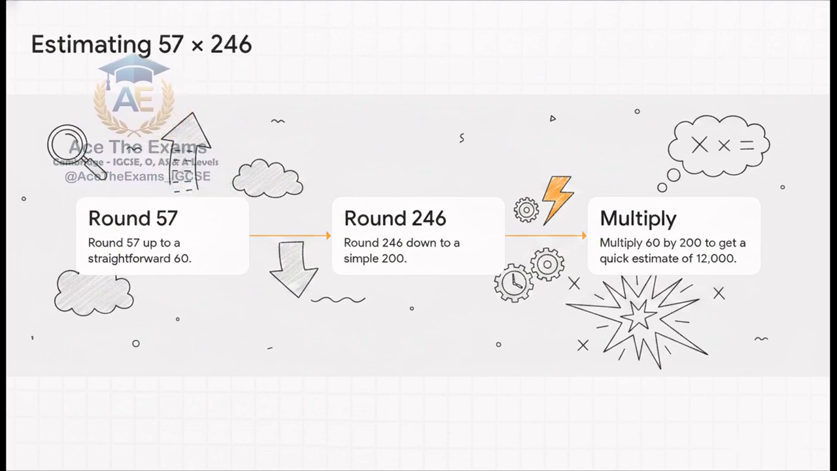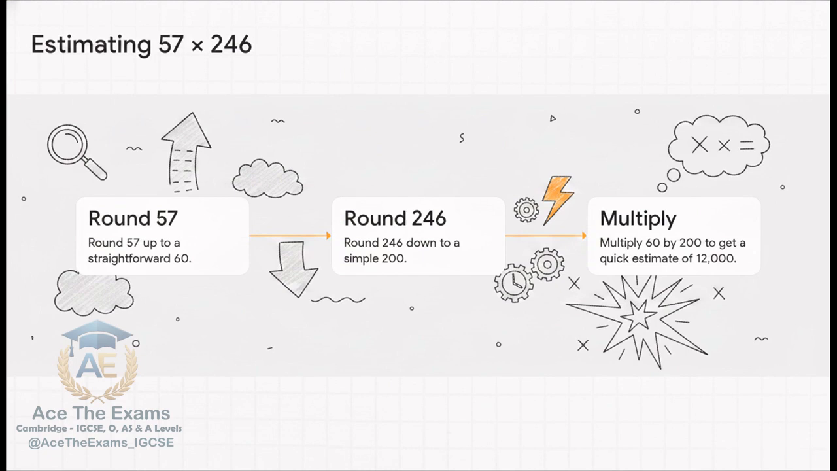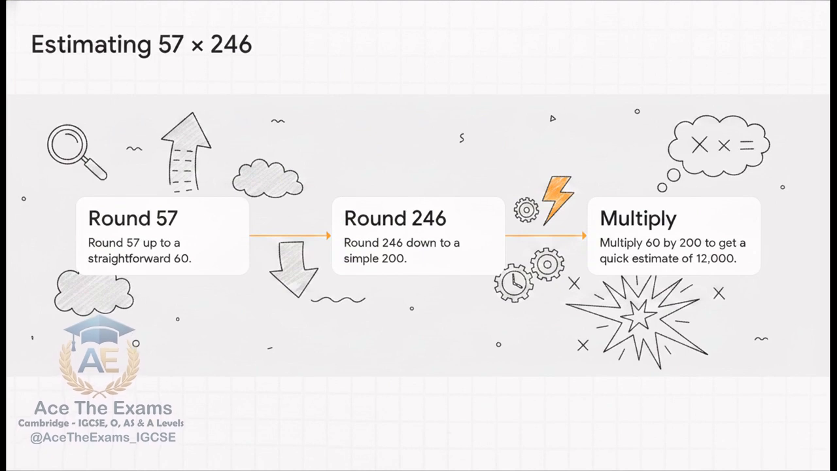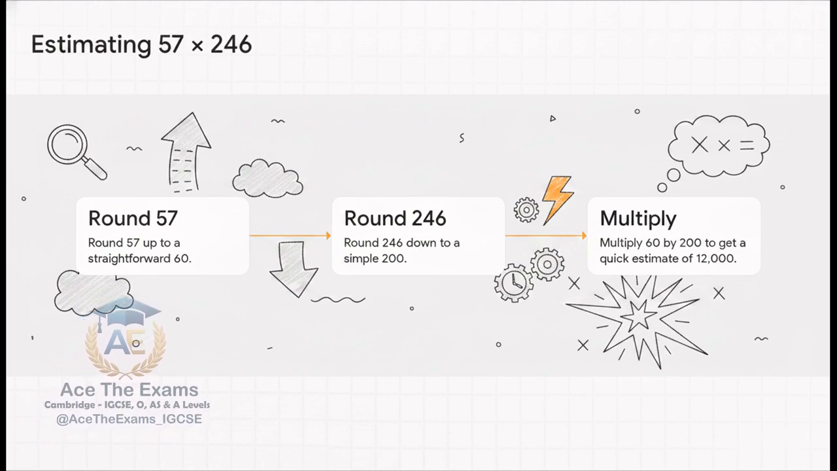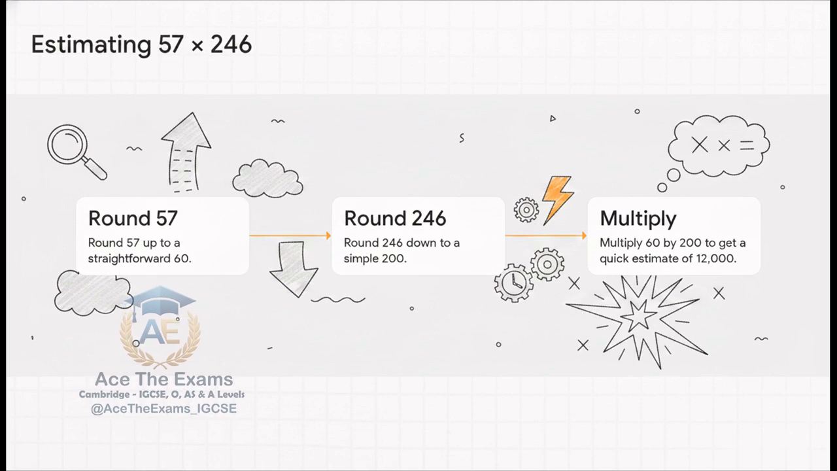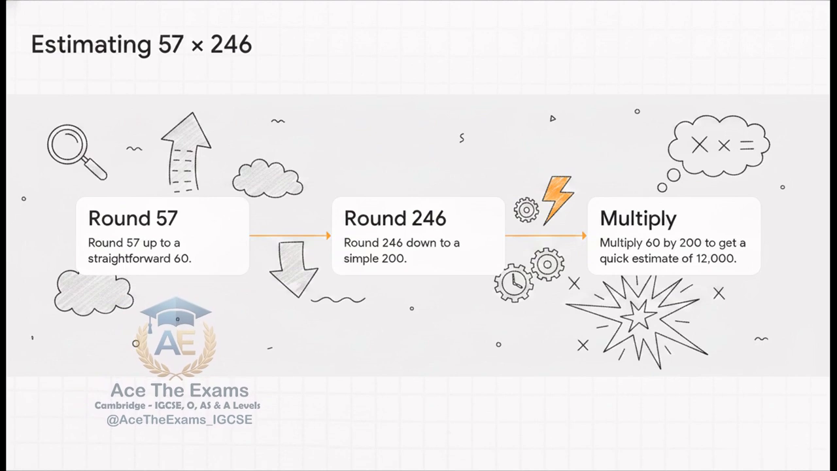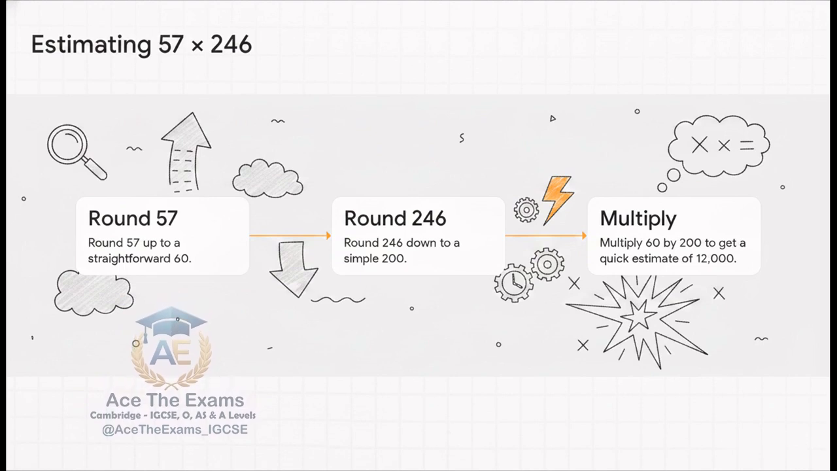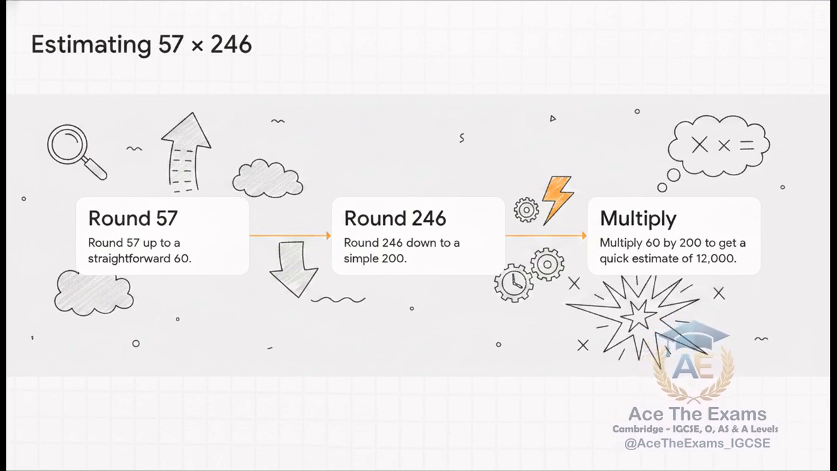Step 1. Let's take that awkward, jagged 57 and round it up to a straightforward, friendly 60. Step 2. Let's take 246 and round it down to a nice, simple 200. Sure, you could use 250, but using 200 makes the mental math practically instantaneous. Step 3. Now just multiply 60 by 200. You know 6 times 2 is 12. Toss on your 3 zeros, and boom, you instantly have a highly functional estimate of 12,000. By smartly rounding our starting numbers, we took a complex problem and solved it mentally in about 3 seconds.